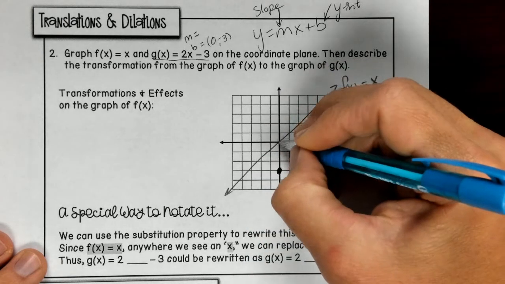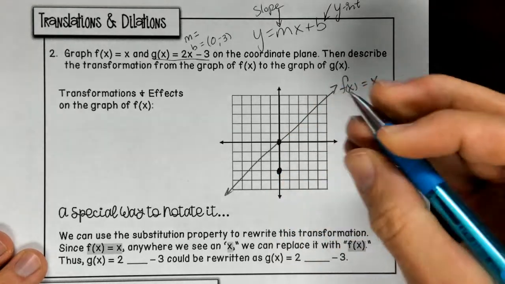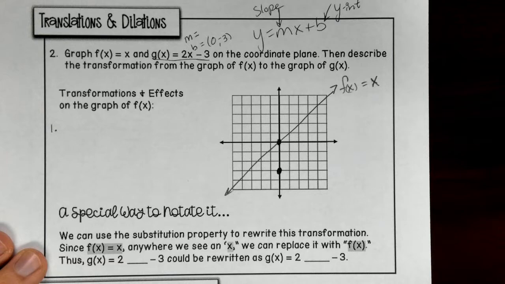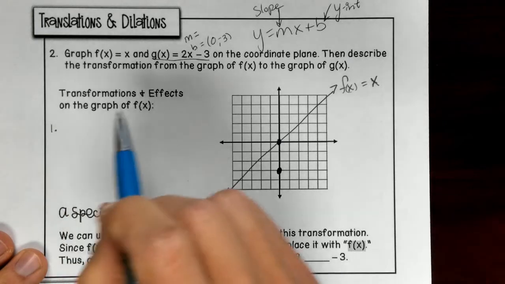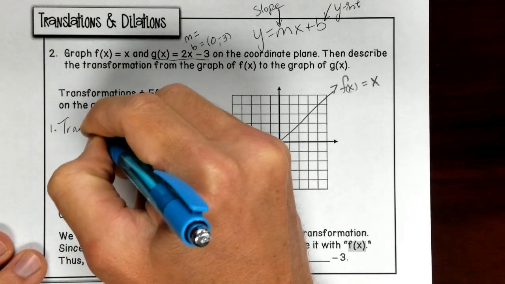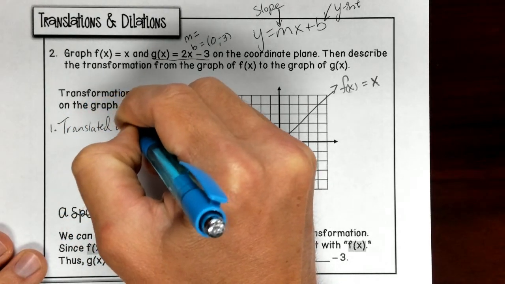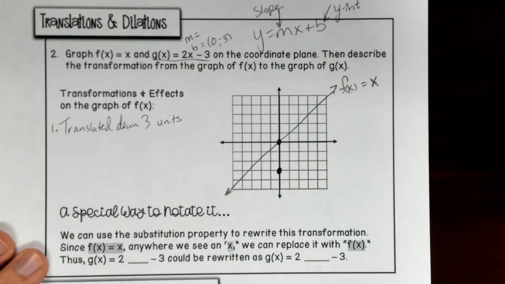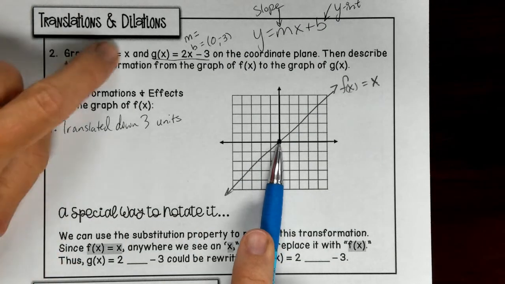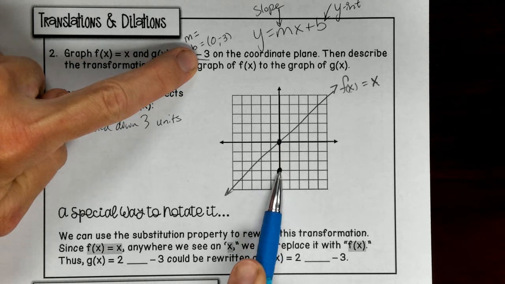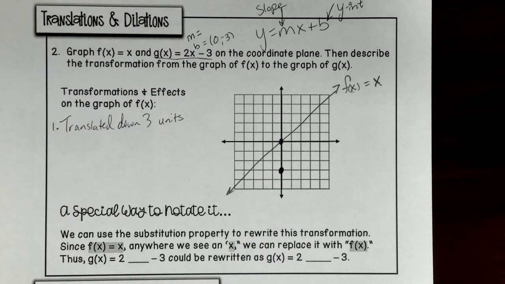So right now, I know a transformation. What happened? Can you tell me what happened, Isabel? It went down 3. So we translated it down 3 units. Well, how do I know that? Well, the y-intercept went from 0 to negative 3. So I translated it down 3 units. So there's a first transformation.